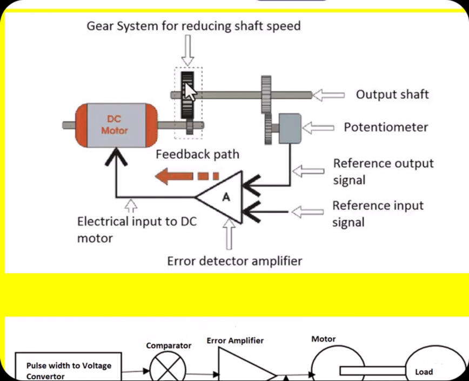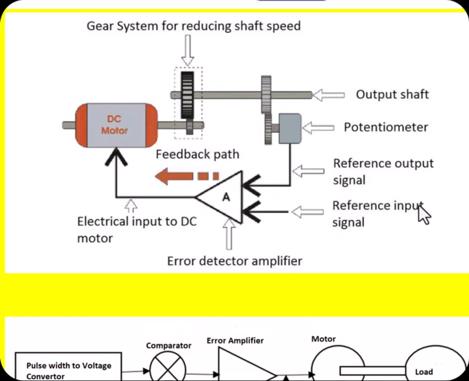It will have the motor, the gear system, and the potentiometer, which is also called the encoder, and the output of the encoder is called the feedback output or reference output. There is also a reference input signal, and both are fed to the error detector. The error detector finds the difference and sends it as input to the DC motor, and based on that input signal, the motor will decide to move clockwise or anti-clockwise or reduce its speed.